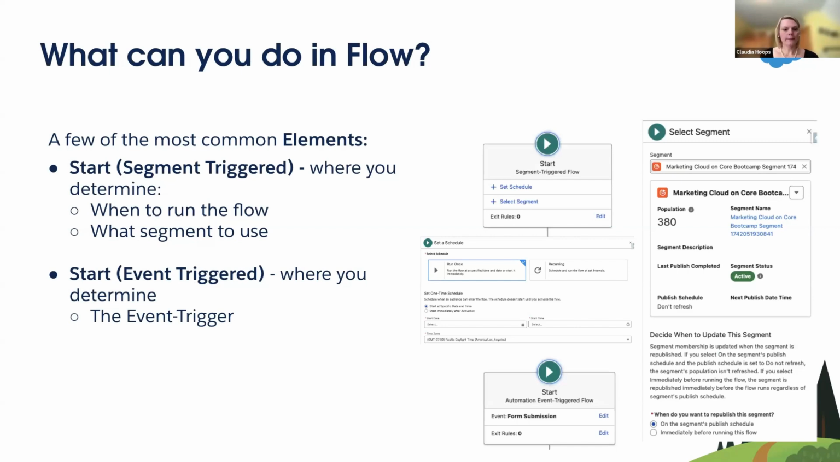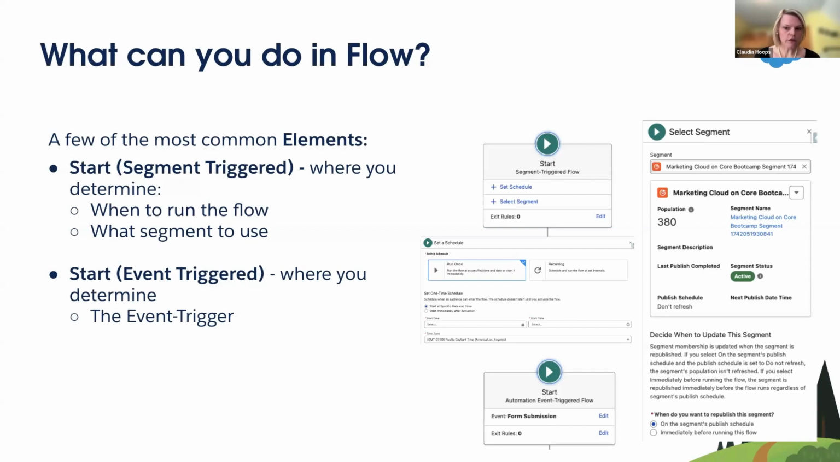What can we do in Flow? We can start, from the start element, with two different things for the segment-triggered flow. We need to set the schedule for when we want to run the flow. That can be set to run once, or it can be set to run recurringly. And then we also choose the segment we want to use, which you can see on the far right screenshot in this instance. Here the segment can be set to be republished either right with the activation of the flow, or on the segment schedule date.